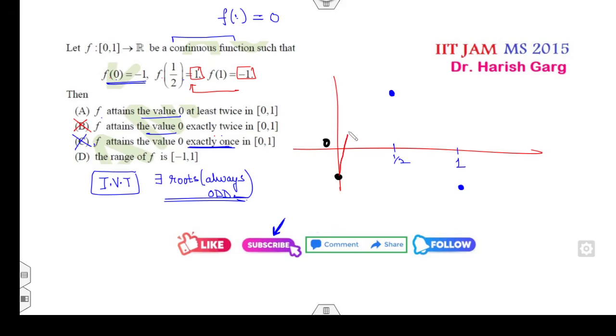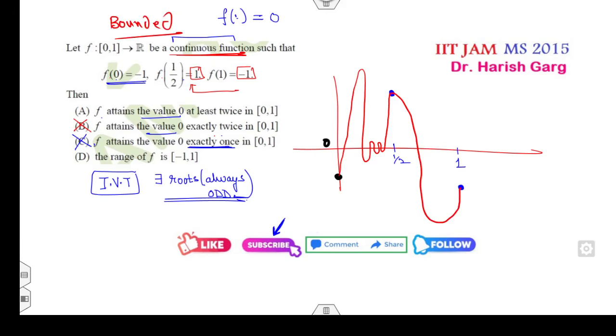तो graph कैसा हो सकता है? अभी ऐसा भी हो सकता है, ऐसा भी हो सकता है, ऐसा भी हो सकता है. फाइन. कैसा भी हो सकता है ना. Function क्या बोला है? सिर्फ continuous बोला है, bounded तो नहीं बोला ना. It is not given as a bounded. And this value will be my 1. फाइन. This value is my say 3.